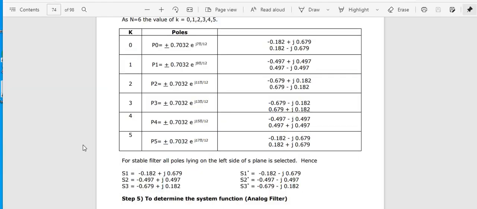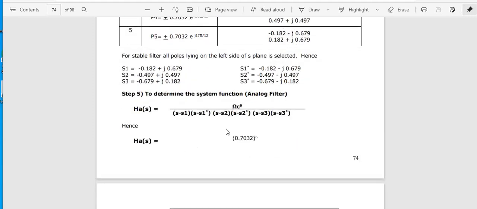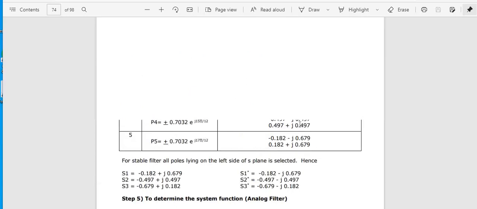Good afternoon students. In the same thing we are going to continue with the function H of s. Here, what exactly are we looking for? Omega c power 6, because how many poles did we find, students? 6, right? And the order is 6. So the critical frequency power 6 into s minus s1 and s minus s1 conjugate. This one, right?